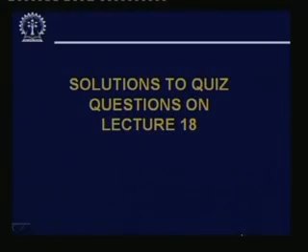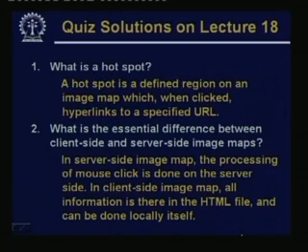Let us very quickly go through the solutions to last day's lectures. First question was, what is a hotspot? It is a defined region on an image map which, when clicked, hyperlinks to a specified URL.